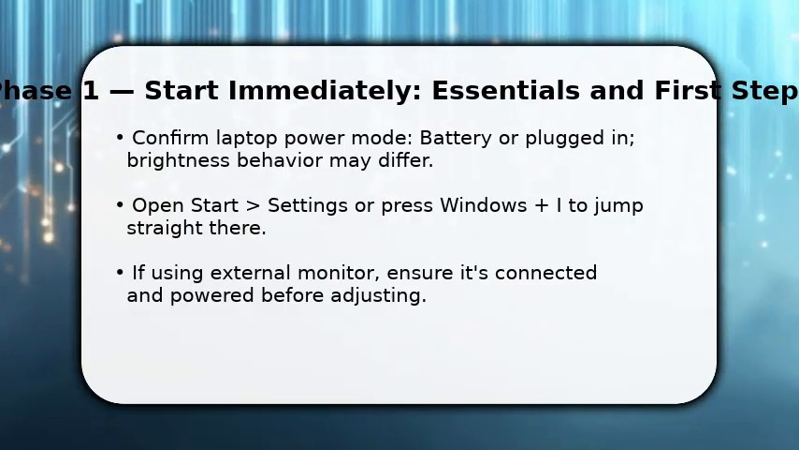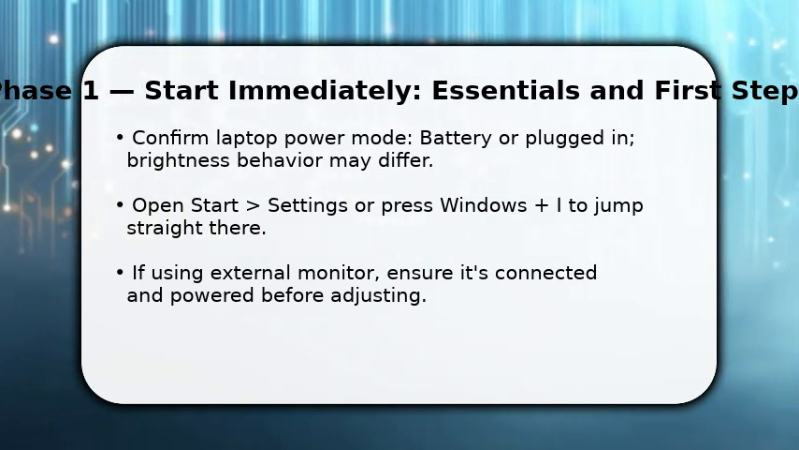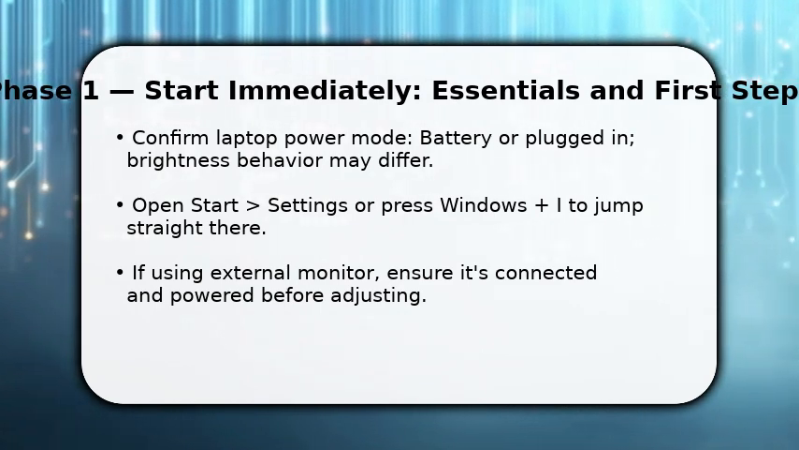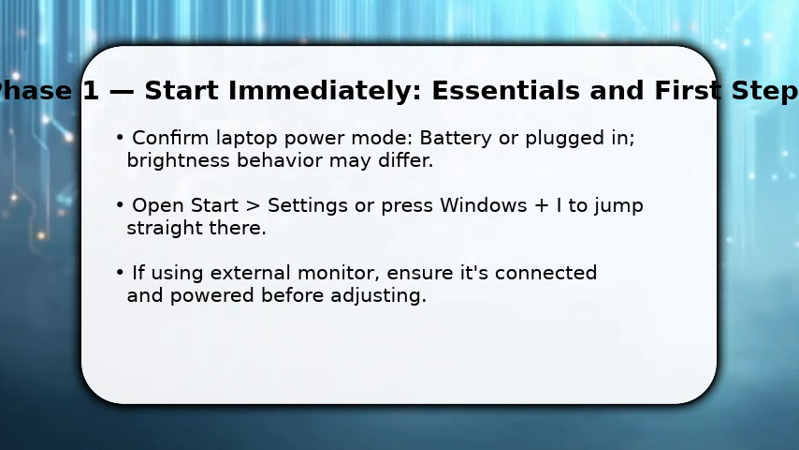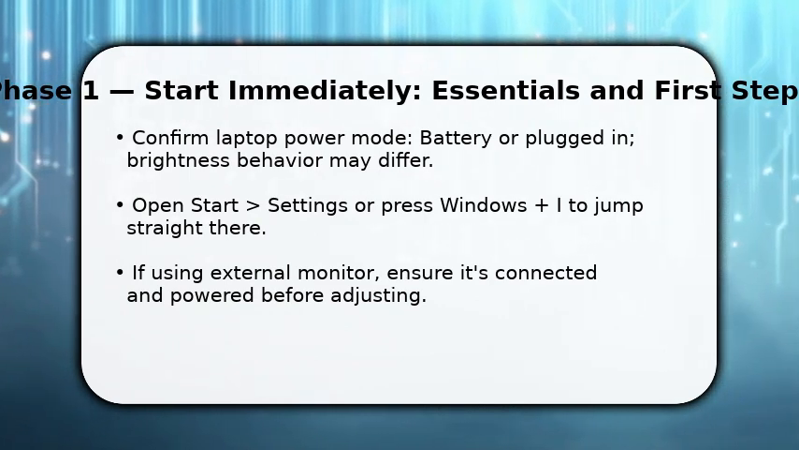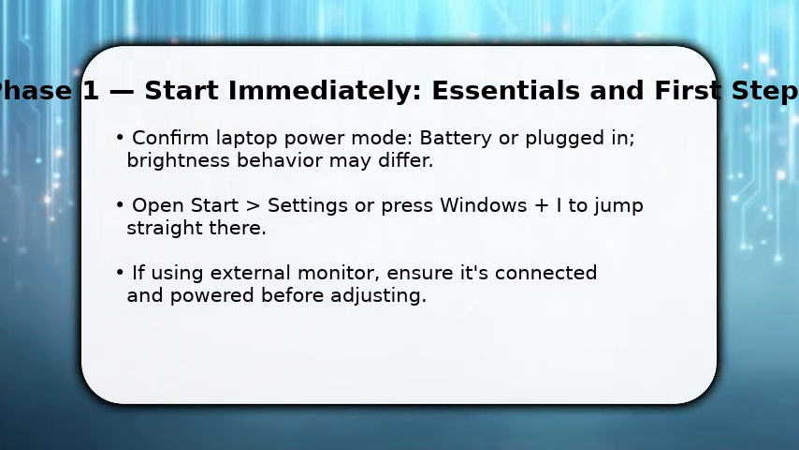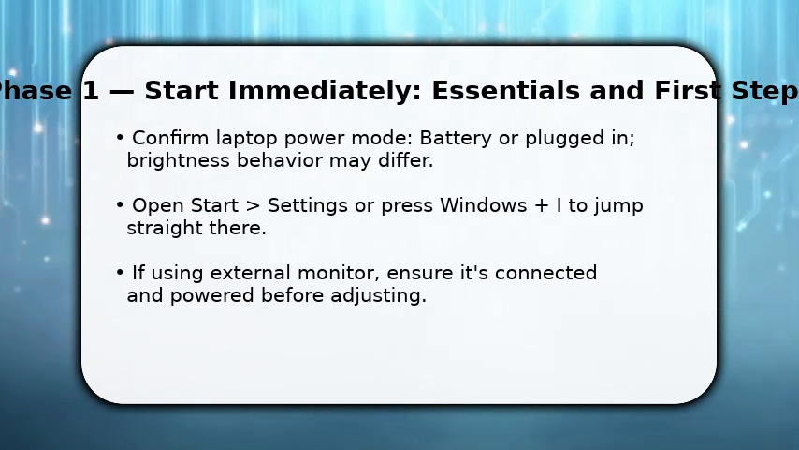You start by confirming basics. Check whether your PC is on battery or plugged in, because power mode changes brightness behavior. Once done, open Settings, press Windows+I for speed, and go to System. If an external monitor is attached, make sure it's powered and recognized so adjustments apply. This gets you straight to the display controls. By starting here, you avoid drivers and control panel detours and prepare for the next, more detailed steps.